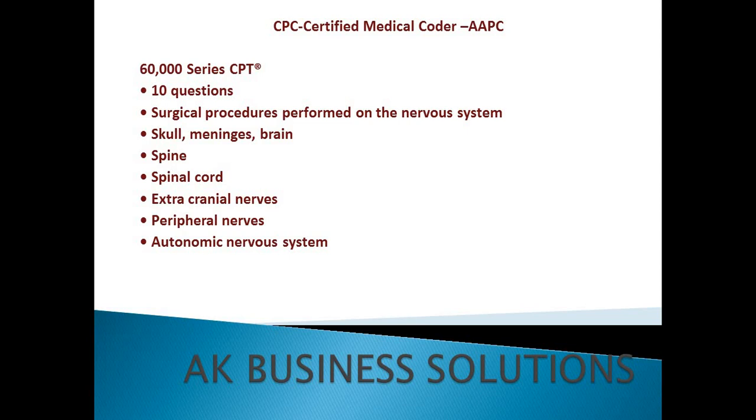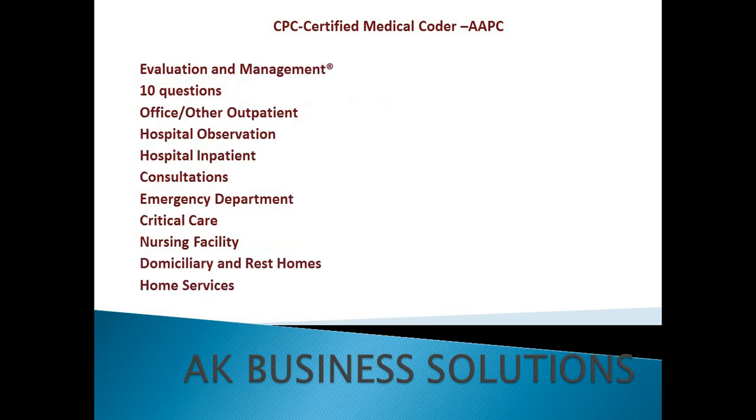60,000 series, again 10 questions. It includes surgical procedures performed on the nervous system. So basically from 10,000 to 60,000, almost 60 marks are allocated only for the surgical CPT codes. So the major portion of the exam is covered under these surgery CPT codes. So 60 marks are for surgical CPT, and 90 marks are for the other syllabus. So let's begin our presentation.